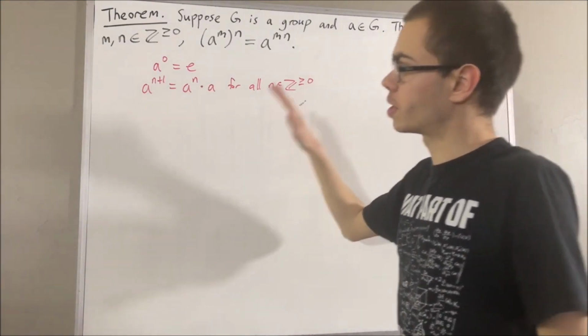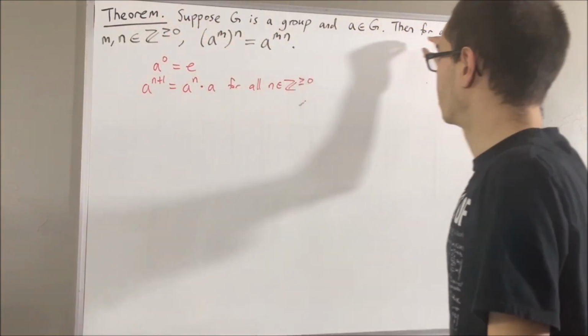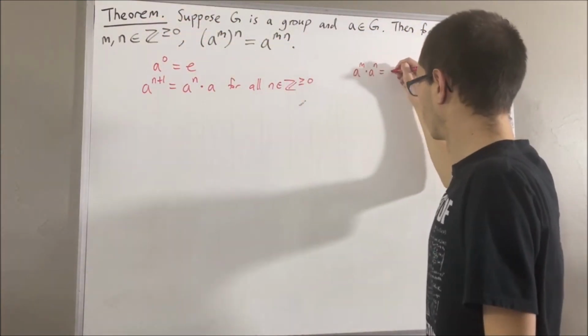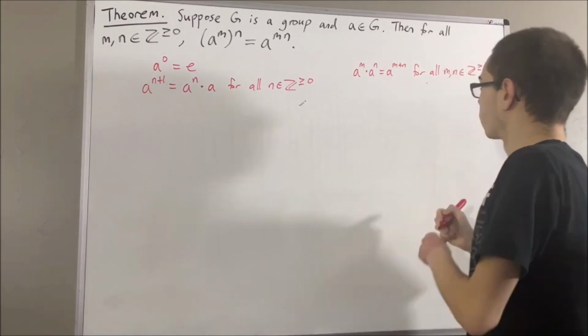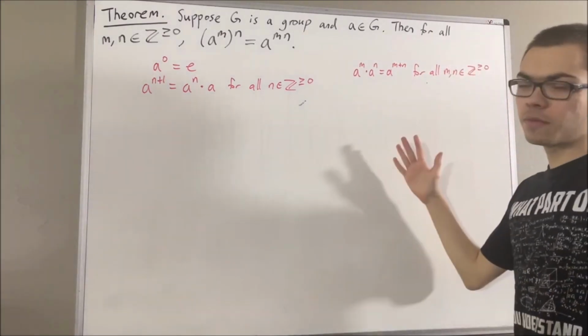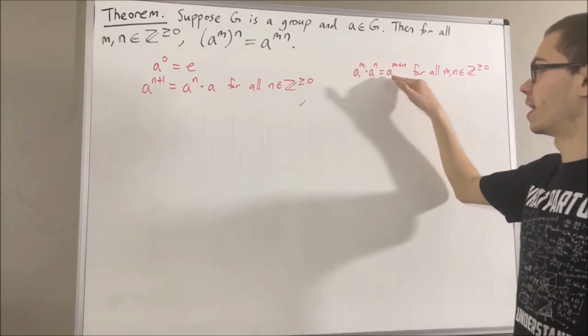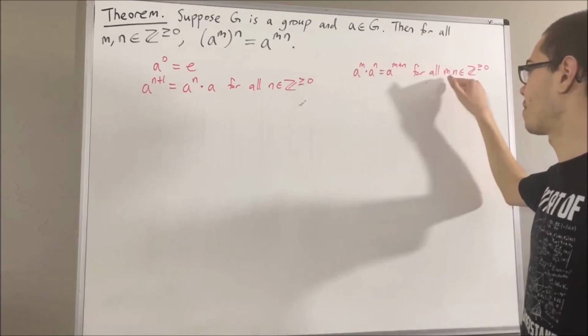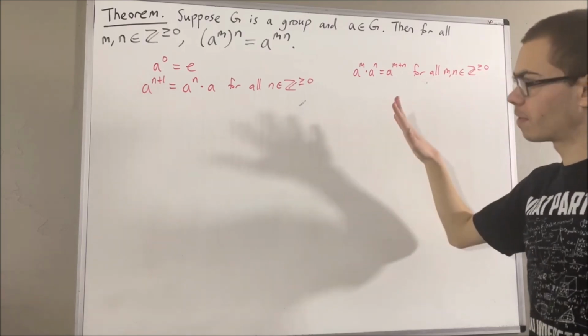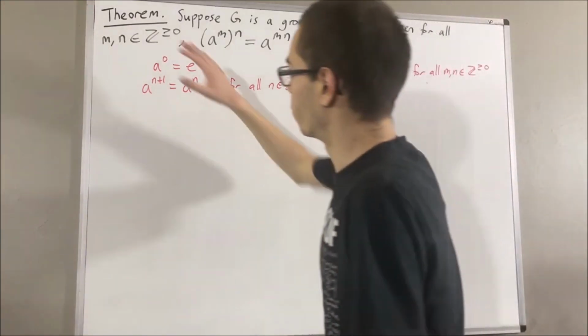And a preliminary result that we're going to use in proving this theorem is the following. Given any group element a, we have that a to the m times a to the n is equal to a to the m plus n for all integers m and n greater than or equal to 0. Okay, so now let's get into proving this theorem.